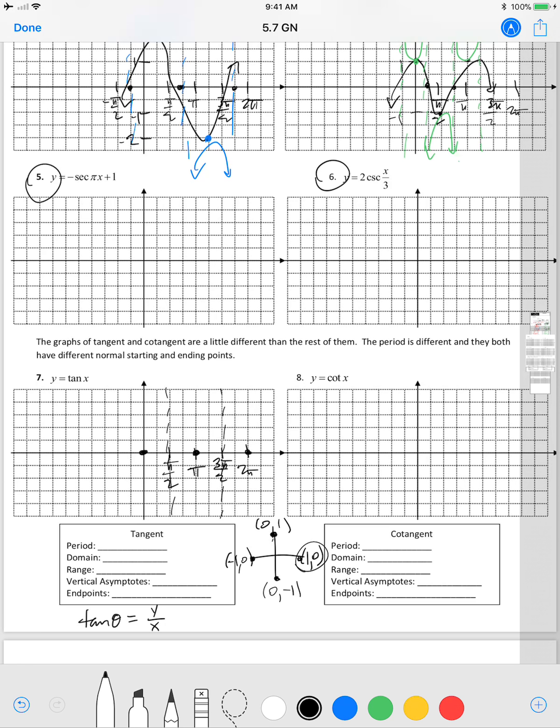Same works for the negative. So negative pi over 2, if I go this way, that's undefined. Negative pi is 0. Negative 3 pi over 2 is undefined. And then negative 2 pi is a 0.